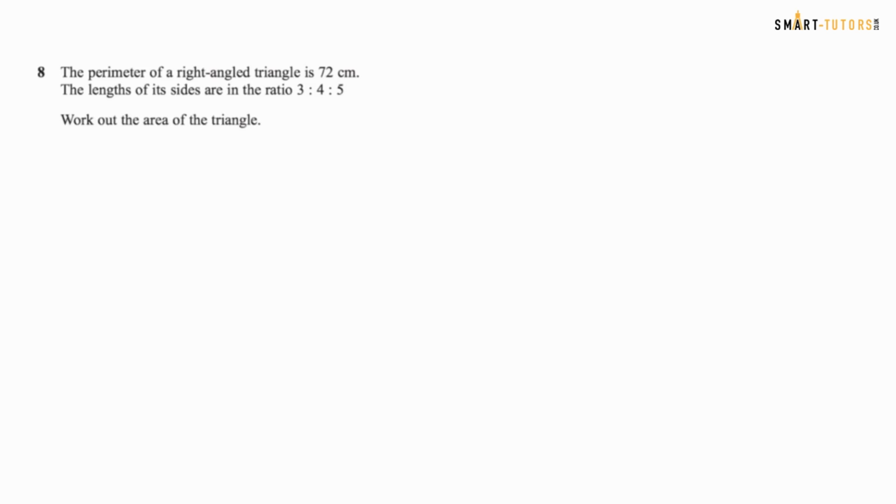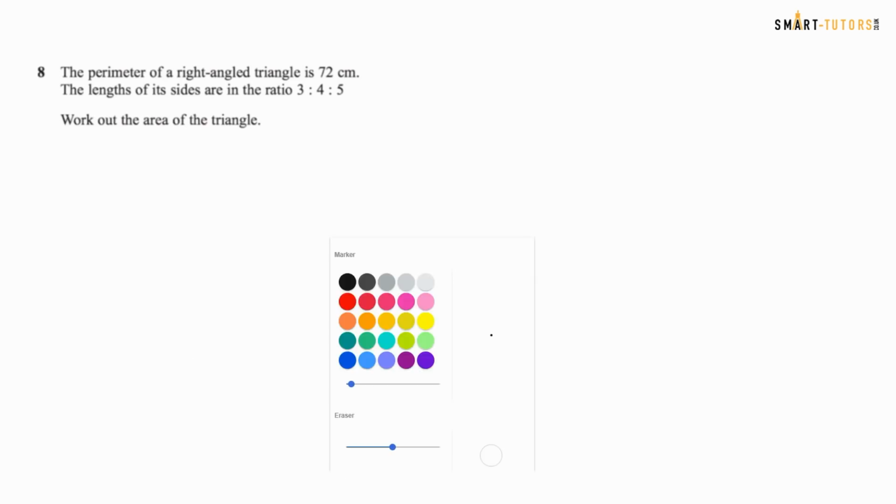Question number 8. The perimeter of a right angle triangle is 72 cm. The lengths of its sides are in the ratio 3:4:5. Work out the area of the triangle. In order to do this one, it is a ratio problem together with a right angle triangle's properties. So I'm going to draw a right angle triangle.